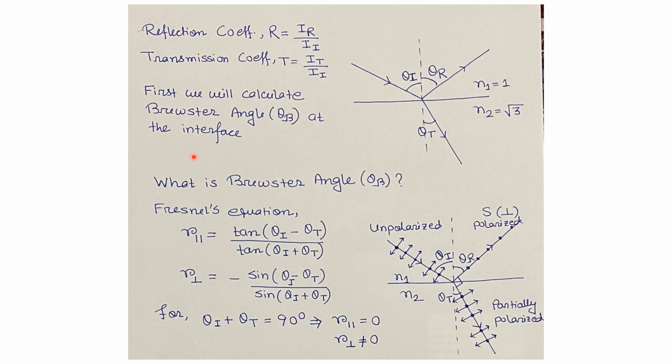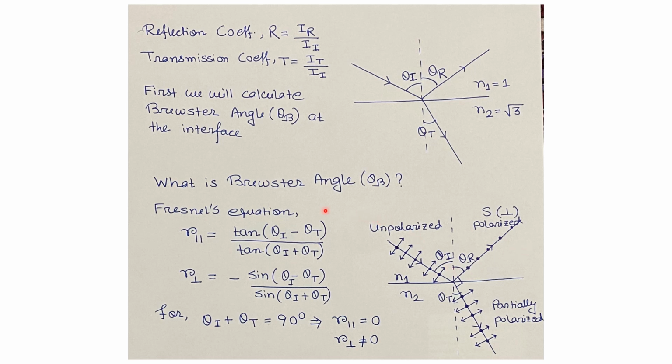Now we will first calculate the Brewster angle theta B at the interface. First let us discuss what the Brewster angle theta B is. The Brewster angle is the angle of incidence of an unpolarized light on an interface such that the reflected light will have only the component of S polarized light. That is, the reflected light will have electric field only in the perpendicular direction of the plane of incidence. There will be no component with the electric field parallel to the plane of incidence. That is, p polarized light will not be there.